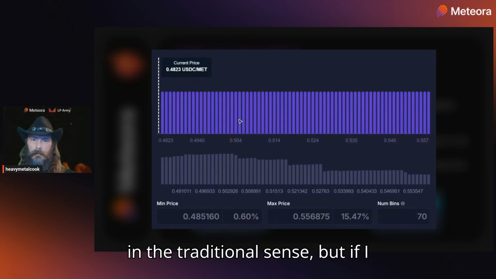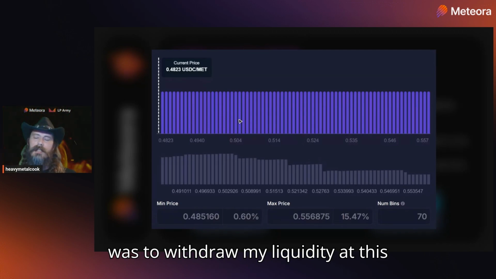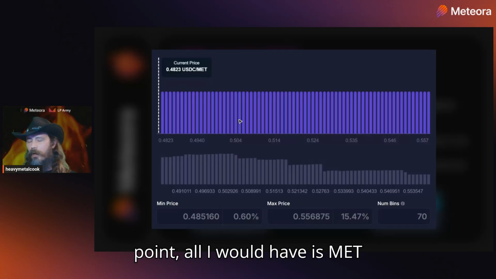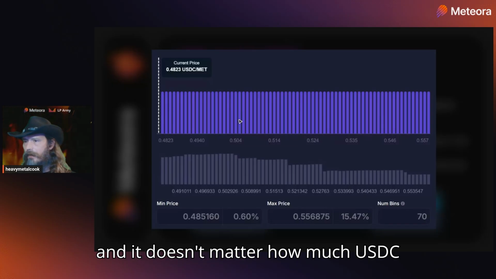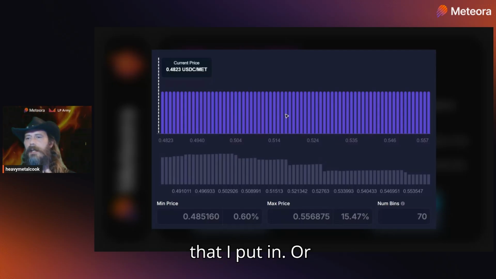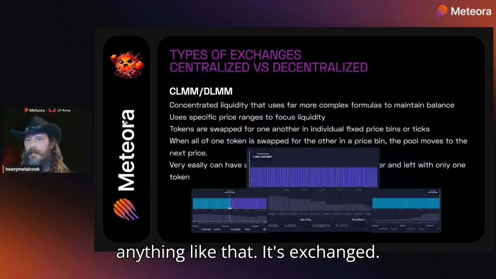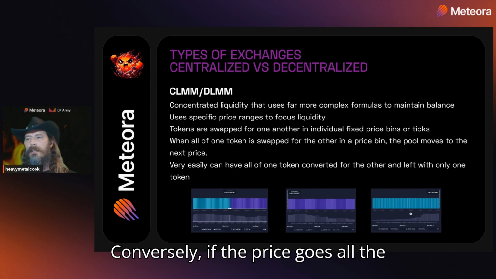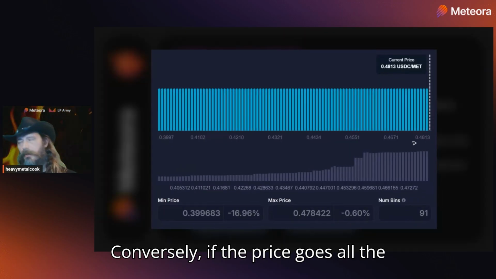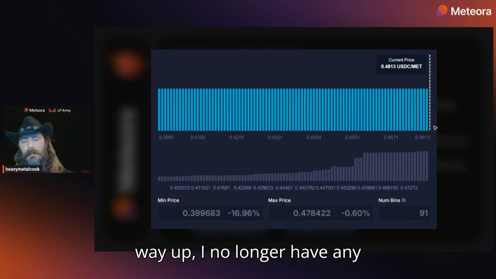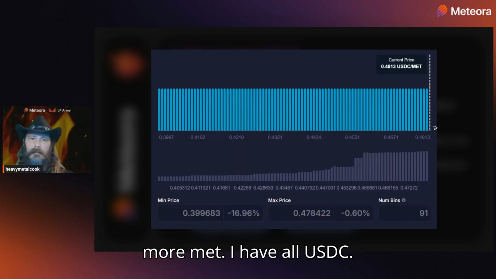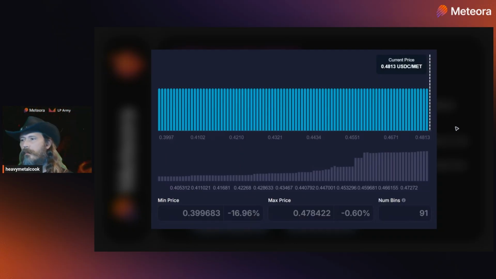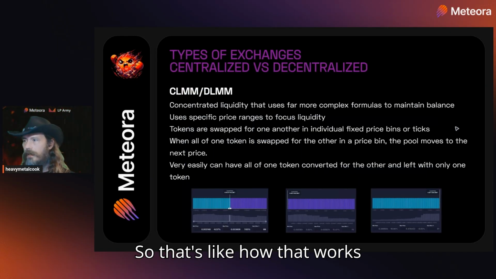Okay. So I'm not trading in the traditional sense, but if I was to withdraw my liquidity at this point, all I would have is MET. And it doesn't matter how much USDC that I put in or anything like that, it's exchanged. Conversely, if the price goes all the way up, I no longer have any more MET. I have all USDC. So that's how that works.